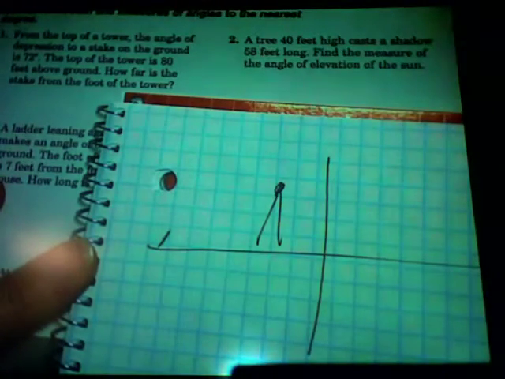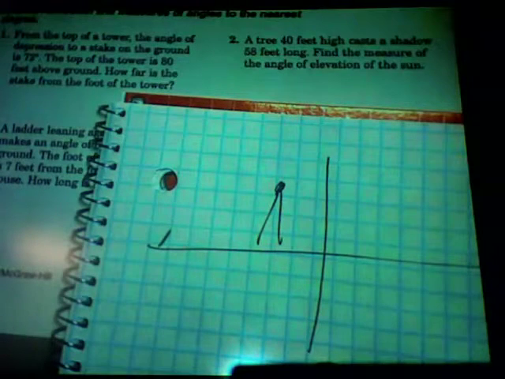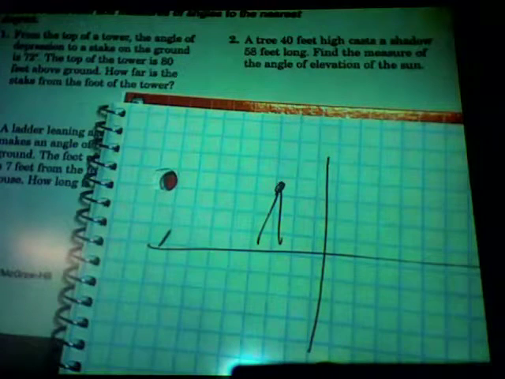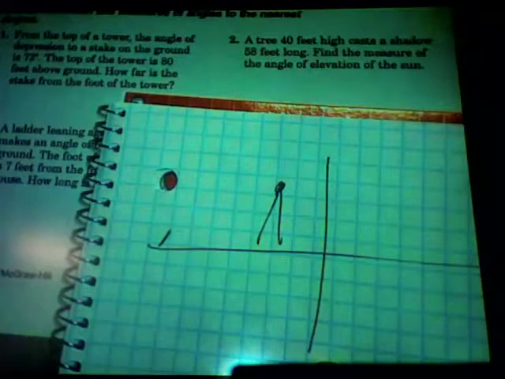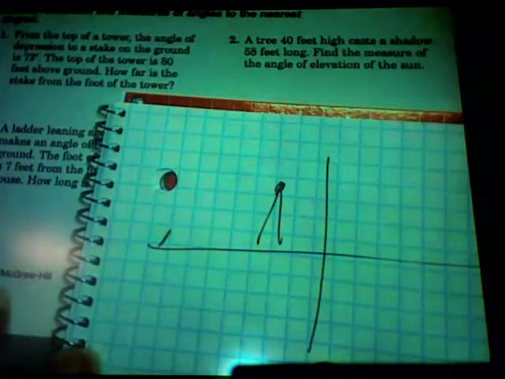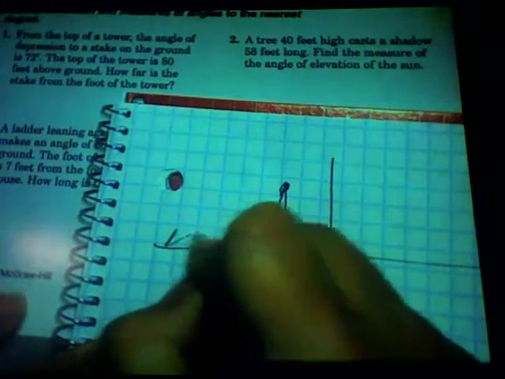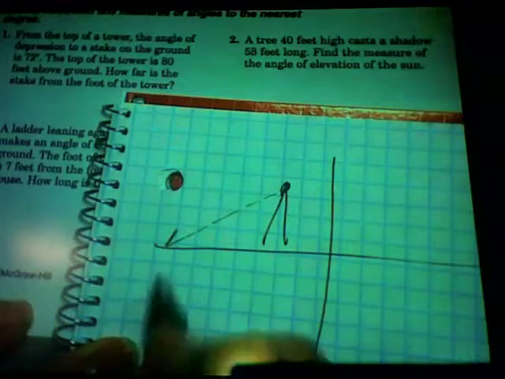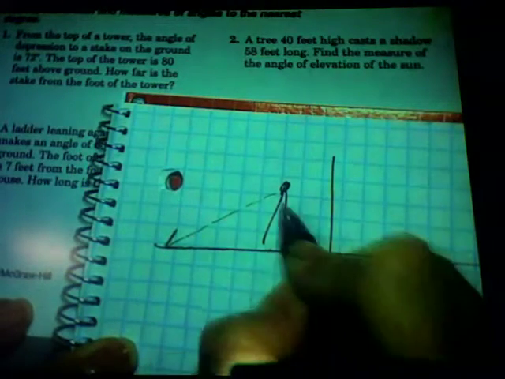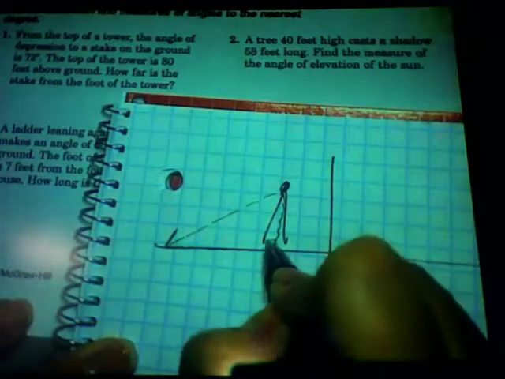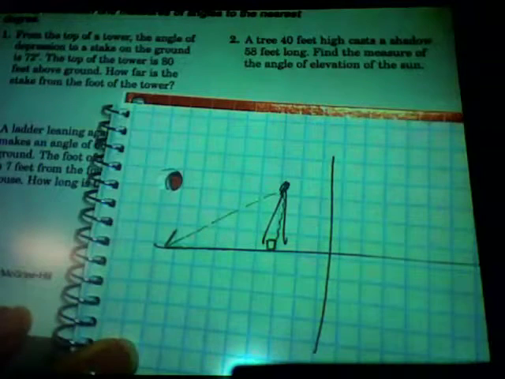They mention nothing about the top of the stake being so many inches or feet off the ground. So we're assuming that we're going from the ground directly to the top of the tower. This is my line of sight to the tower, and there's the middle of my tower, so there's my right angle.